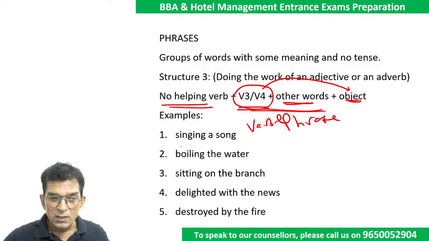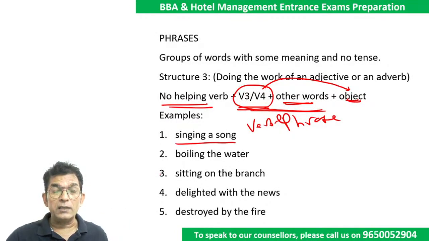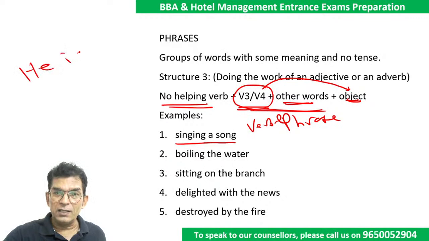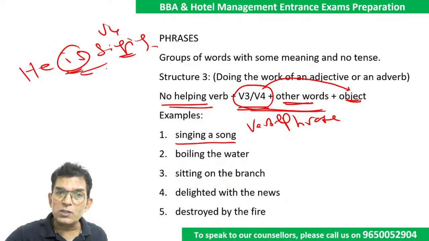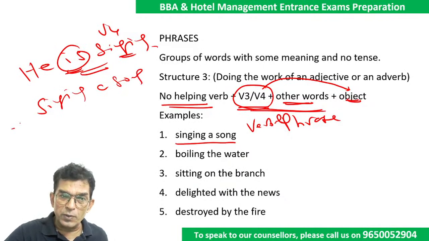Okay, now look at this. Singing a song, Gana gaate hue. It does not say Gana ga raha hai. Gana ga raha hai ke liye he is singing. Look at this. He is singing. When the V4 is preceded by a helping verb, it shows tense. But when it comes like this, singing a song, this cannot show tense because there is no helping verb. Now here it's a phrase.